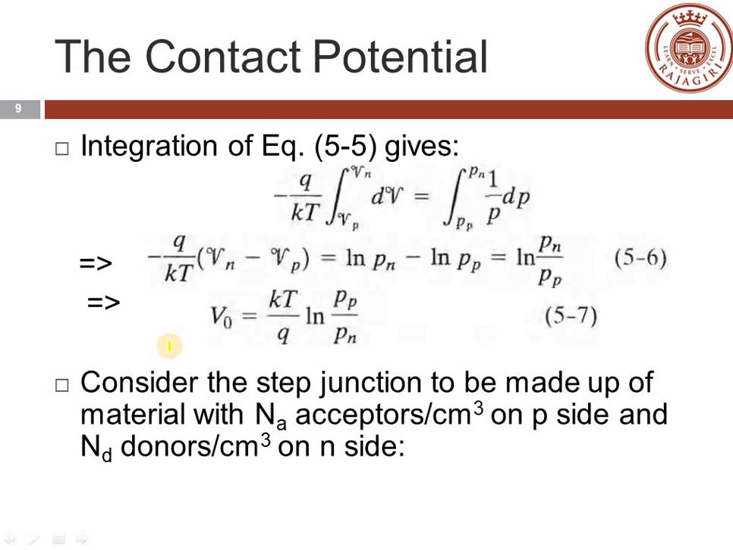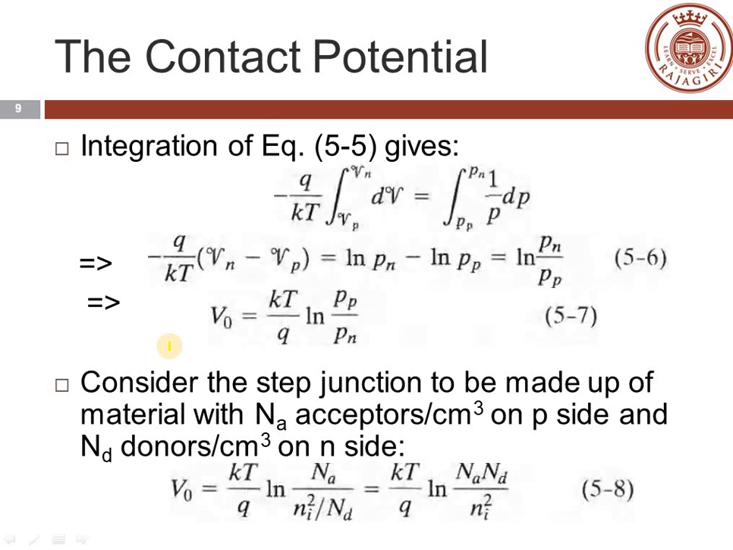Now we are assuming that on the P side our doping concentration is Na, and on the N side our doping concentration is Nd. So for the P side we can write it as Na, and on the N side the electron concentration is Nd. So hole concentration Pn will be equal to ni square by Nd. Then we can write this particular V0 as kT by q ln Na Nd by ni square.